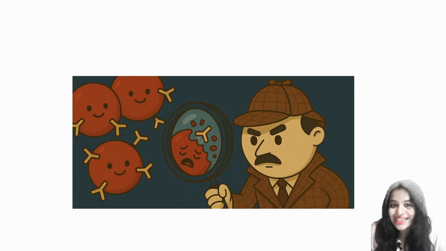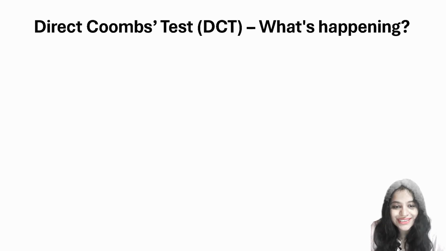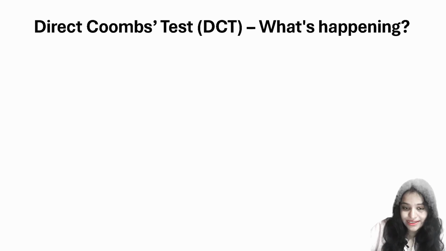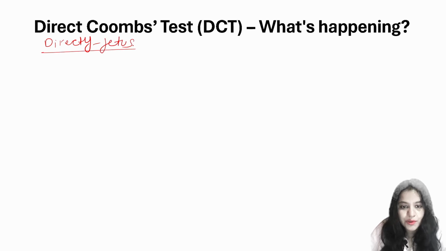So let's take out our magnifying glasses and see how to detect this. We can detect it by Coombs test, okay? Coombs test is of two types. First is direct Coombs test. Now see what's happening in direct Coombs test: erythroblastosis fetalis directly affects the fetus, your baby. Now if we are directly taking the sample of the fetus, it's a direct Coombs test, okay?